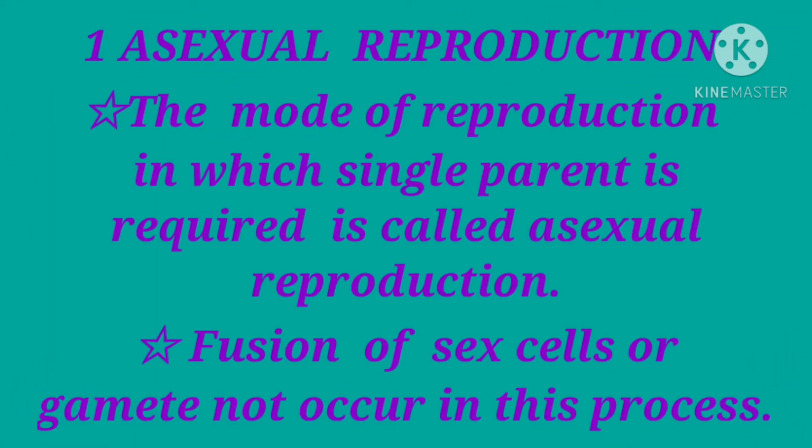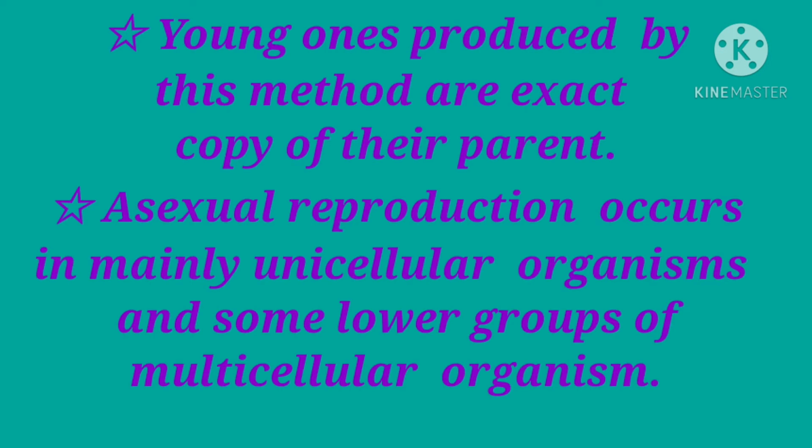So first is asexual reproduction. The mode of reproduction in which a single parent, that means only one parent, is required, is called asexual reproduction. Fusion of sex cells or gametes does not occur in this process. Fusion is required in sexual reproduction, and after fusion the zygote is formed, which is the first step of sexual reproduction. Next, the young ones produced by this method are the exact copy of their parents. That means they totally resemble their parents.